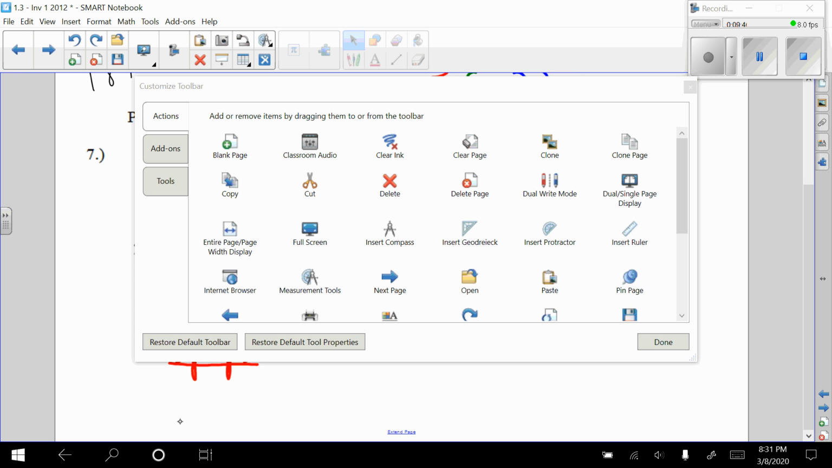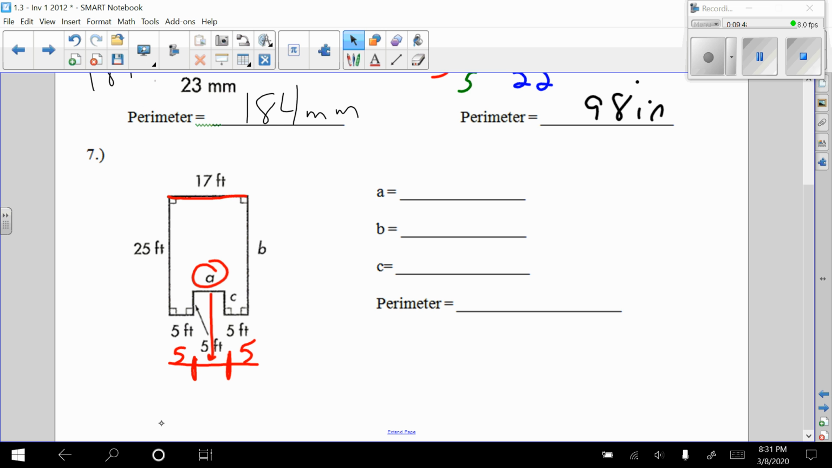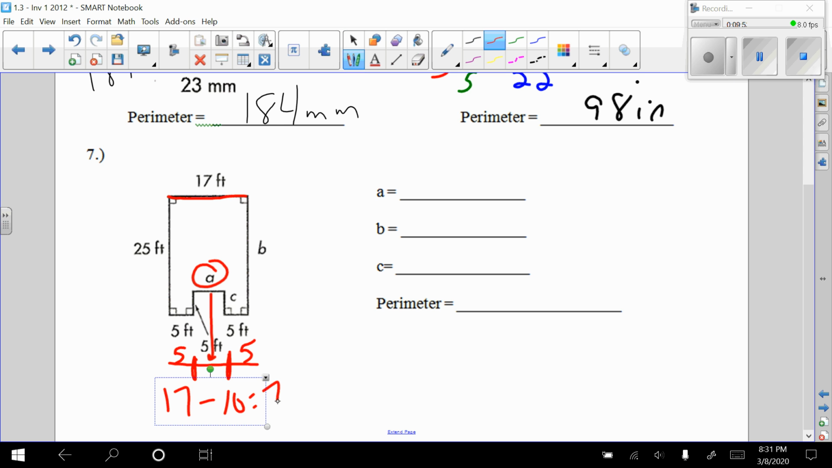So 17 minus 10 equals 7. So A has to be 7 feet. And then for B, this side is 25. That means this side must be 25. They need to match. So that's 25 feet.